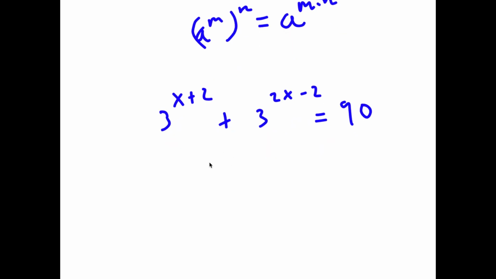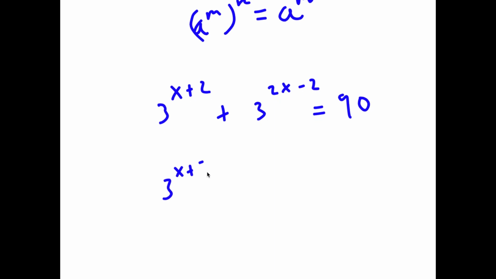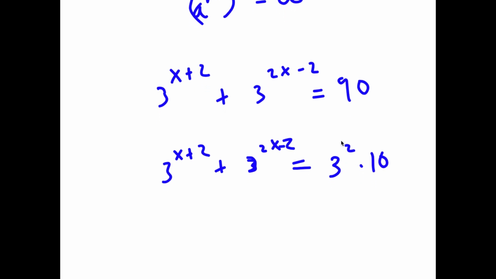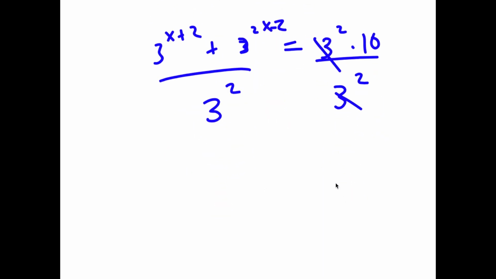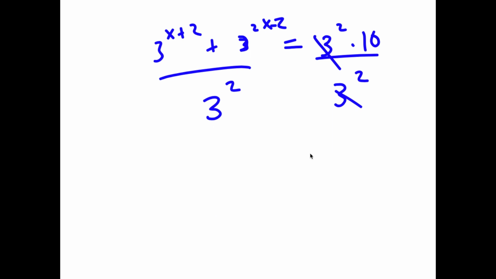Now, if I divide both sides by, well, first off, 90 here is equal to 3 to the power of 2 times 10, which, 3 to the power of 2 is 9, 9 times 10 is 90. So now I'm going to divide both sides by 3 to the power of 2. So these two cancel out.